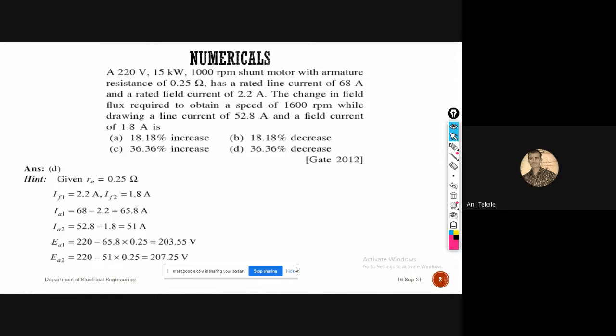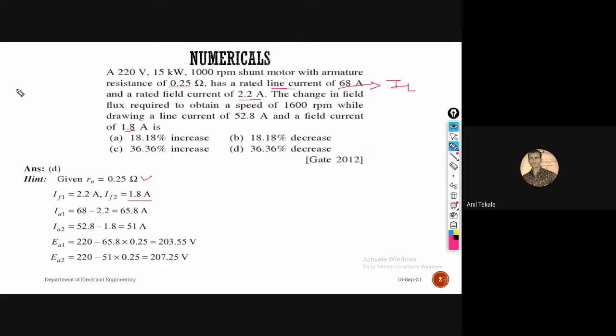So this is the question, and in that question it has given armature resistance 0.25, which is written here. Then field current 1, that is given 2.2, and another field current is given, that is 1.8 ampere. IL1 is given as 68 ampere, and that 68 ampere is nothing but what? Line current. Okay, that is line current.